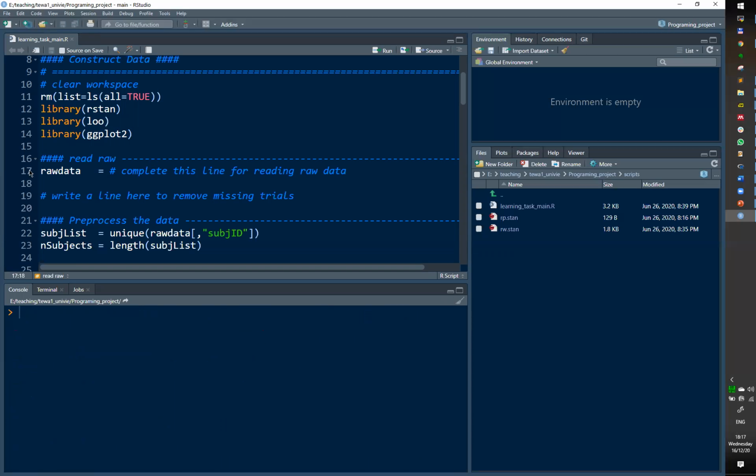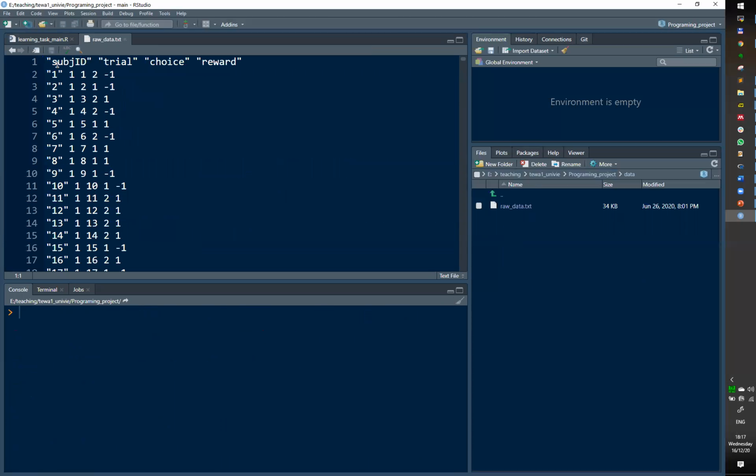And here at line 17, I already wrote a tip for you to say, please complete this line for reading the raw data. So where's the raw data? The raw data is in the data folder. If you follow my mouse here, the raw data is in the data folder where there is a text file. You can also open that.